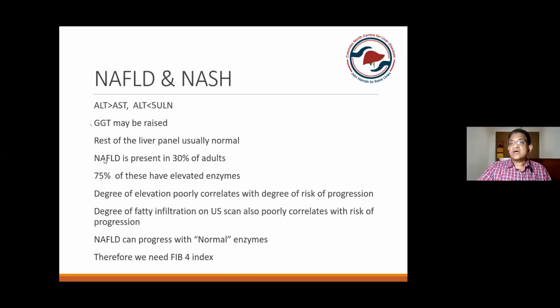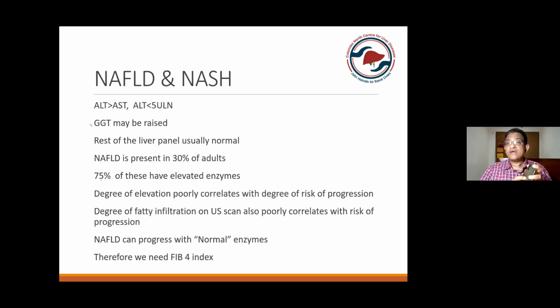And in our setup, in middle age, 30% of our adults will have fatty liver, and in the elderly it increases to about 60% of the population. And 75% of these patients will have elevated liver enzymes. And this degree of elevation is not correlated to the progression of disease. So it's not that a patient with 200 is going to develop cirrhosis quickly or more often. There's nothing like that.